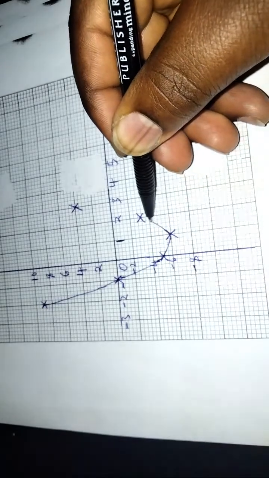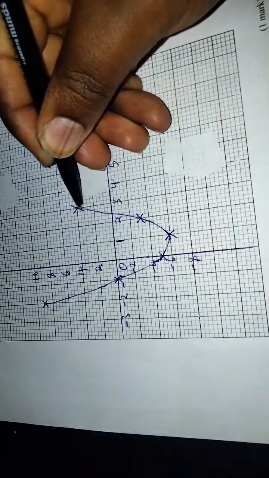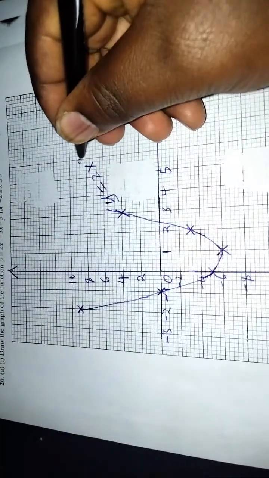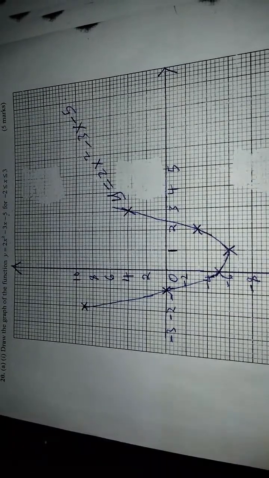This is the turning point. The gradient changes. Yes. So that is how the curve is supposed to be. That is the curve for the function y equals 2x squared minus 3x minus 5. So that is how the function's curve is supposed to look like. After the curve, we can now proceed to respond to a few questions.